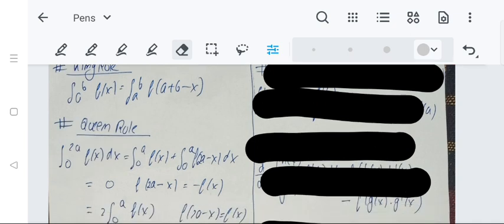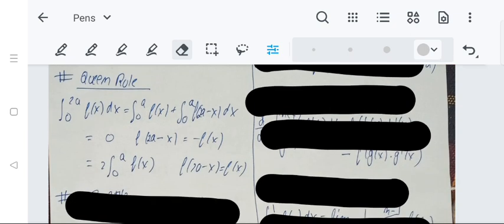Queen's rule is that if you have to integrate 0 to 2a of f(x), then it can be written as integral 0 to a of f(x) plus integral 0 to a of f(2a minus x). And if f(2a minus x) is minus f(x), then the integral is 0. Otherwise, if f(2a minus x) is equal to f(x), then it is twice the integral 0 to a of f(x).